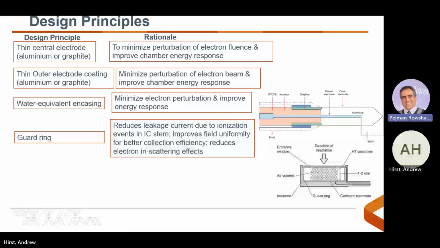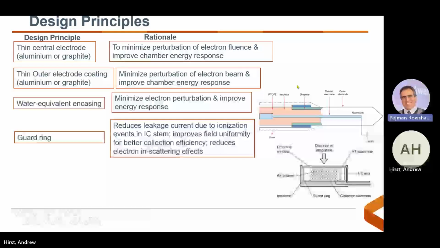It also improves field uniformity. So the uniformity between your two electrodes is improved by having a guard ring in place. That again ensures that the collection efficiency is as high as it can be. And it also reduces electron in-scattering effects.